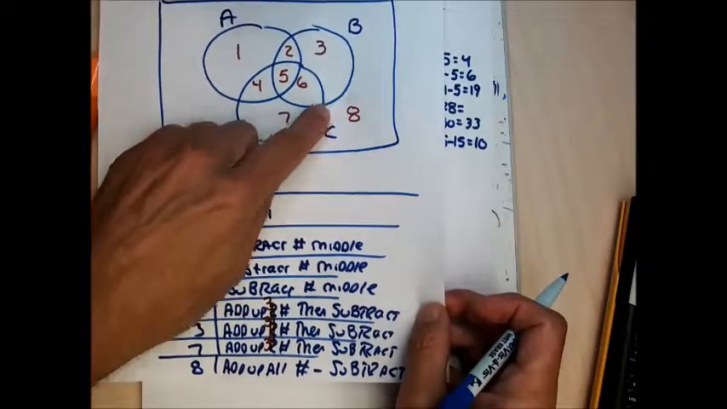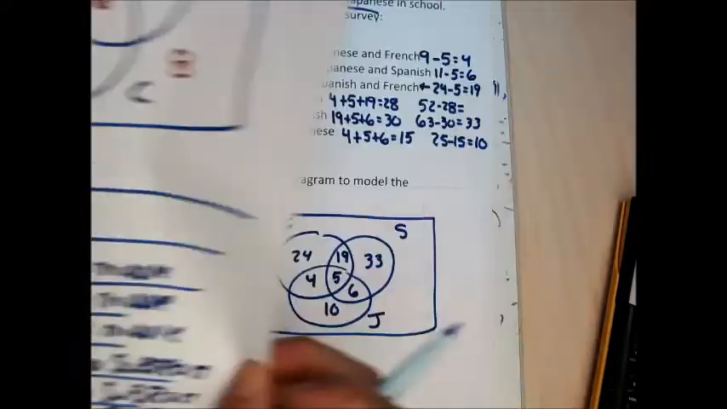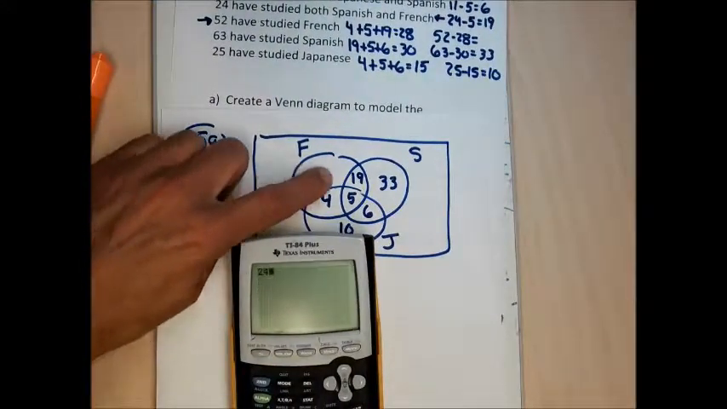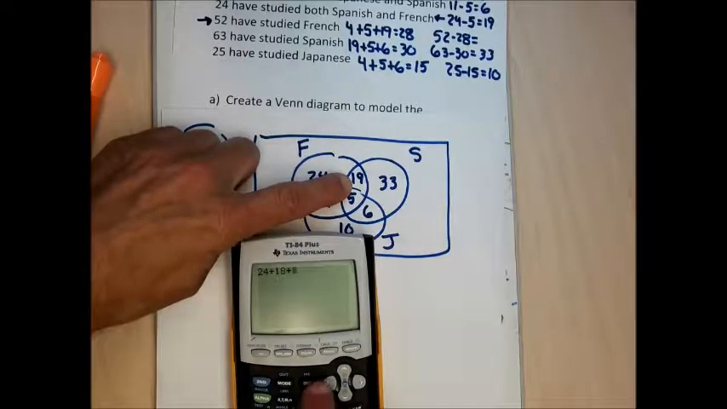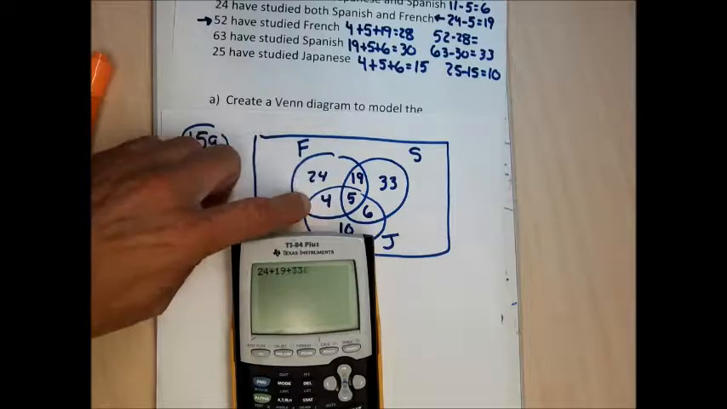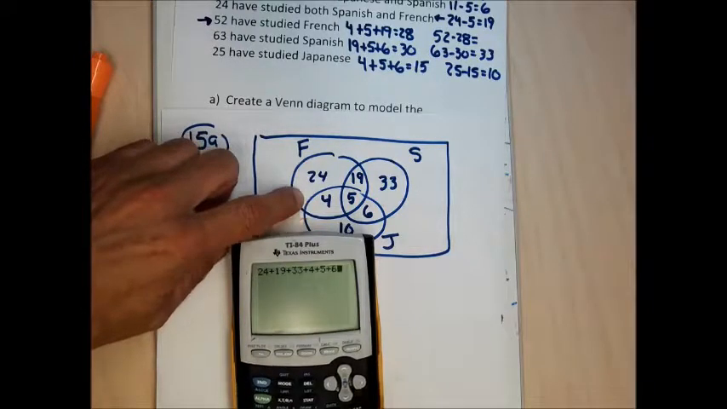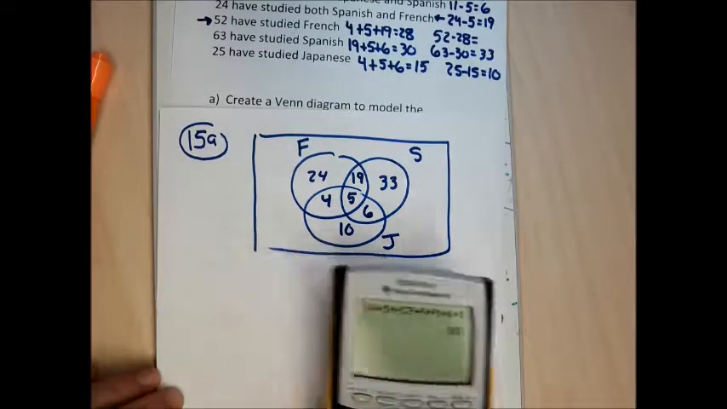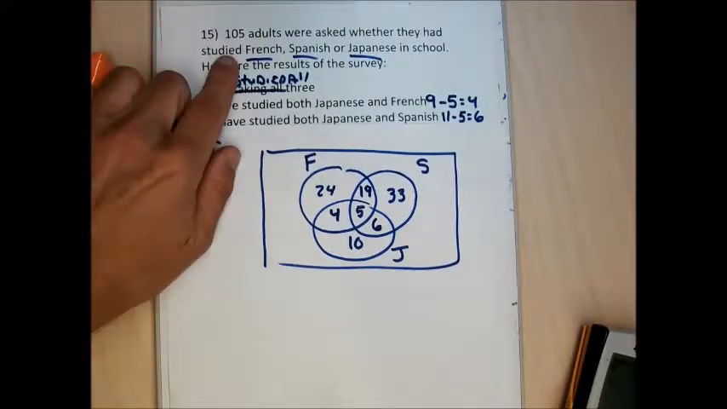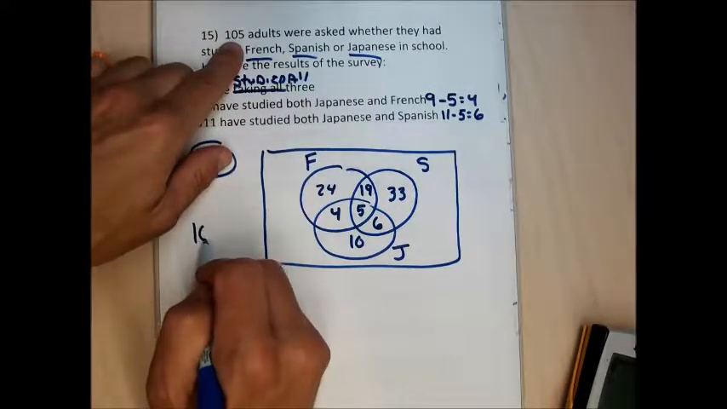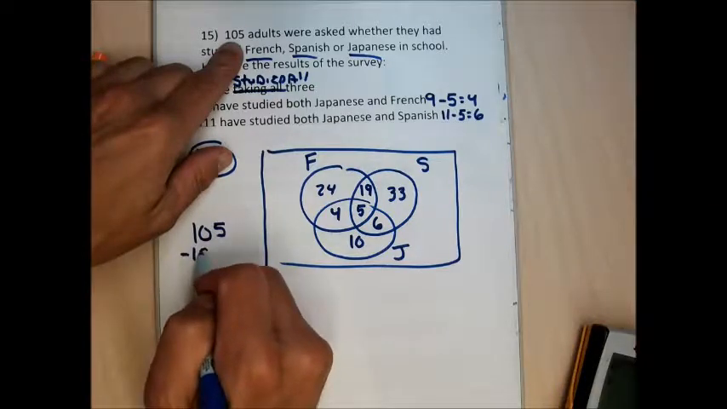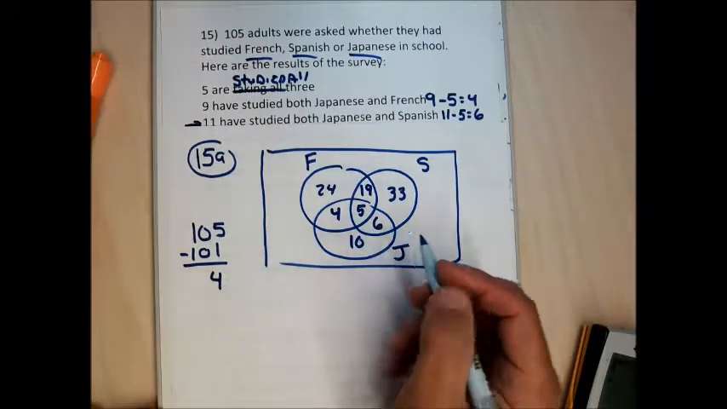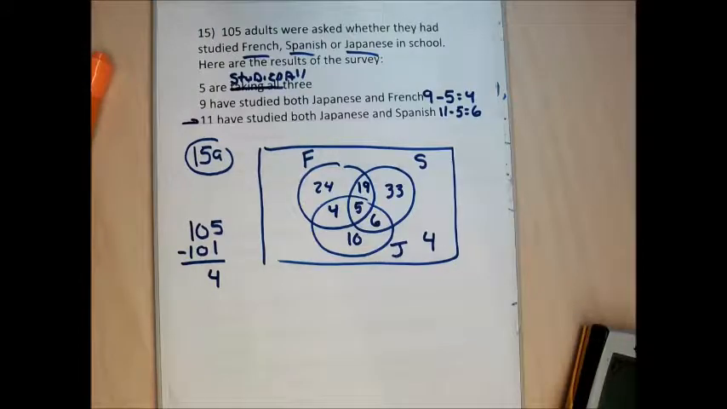Lastly, I need to do region 8. That's adding up all the numbers and subtracting. So the numbers I need to add up, I'm just going to do on my calculator real quickly here. I'm going to go 24 plus 19 plus 19 plus 33 plus 4 plus 5 plus 6 plus 10. When I add up all the numbers, they add up to 101. What do I have to subtract? I have to subtract the 105 people that were surveyed. So the numbers all need to add up to the total number of people that were surveyed. The numbers that are in there now add up to 101. That leaves me 4 stragglers that didn't take any of the 3 languages.